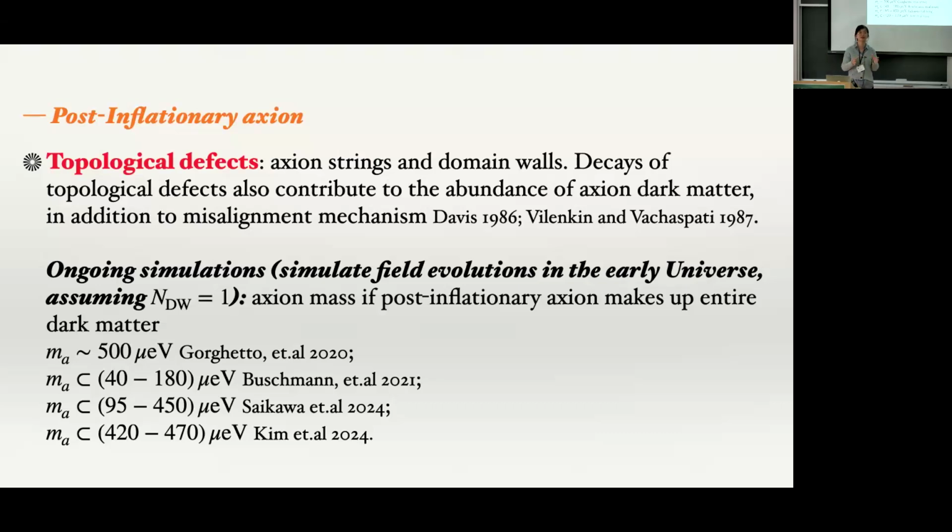These simulations are lattice simulations that track the evolution of the PQ field in the early universe. They assume the so-called domain wall number to be 1. I will make a comment on this assumption when I make my second comment. Here I list the predicted axion mass from these most recent simulations, assuming the post-inflation axion makes up the entire dark matter. You can see these are roughly consistent, from my point of view as an outsider to these simulations, but they do not fully converge.